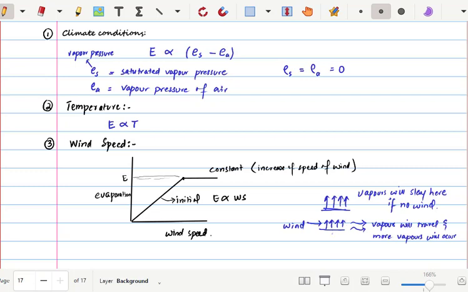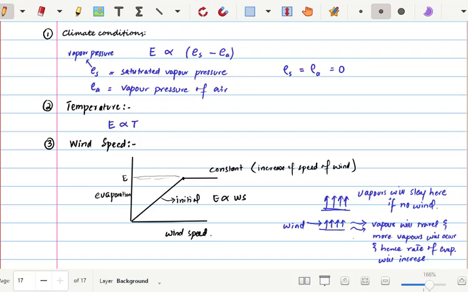right? To fill out this space, further vapors will come up here to accommodate this space. So if the vapors will travel from this place to this place, then more vapors will occur, and hence rate of evaporation will increase. Got it?